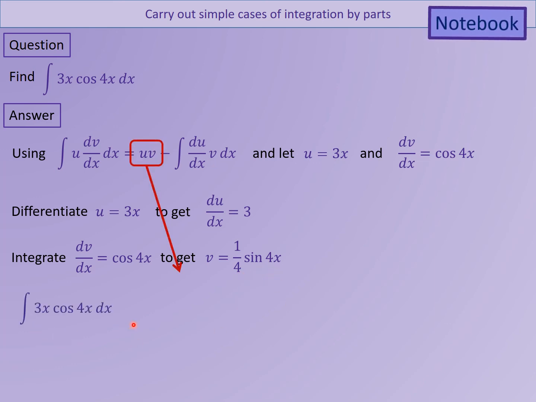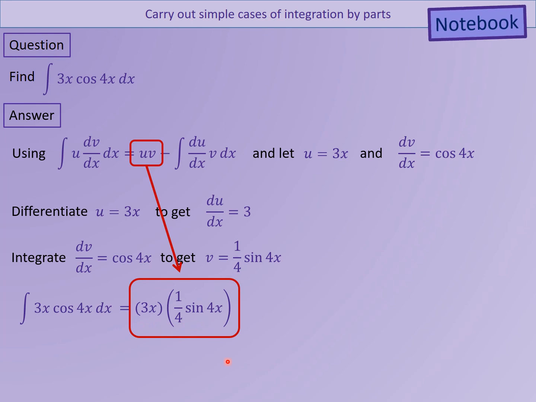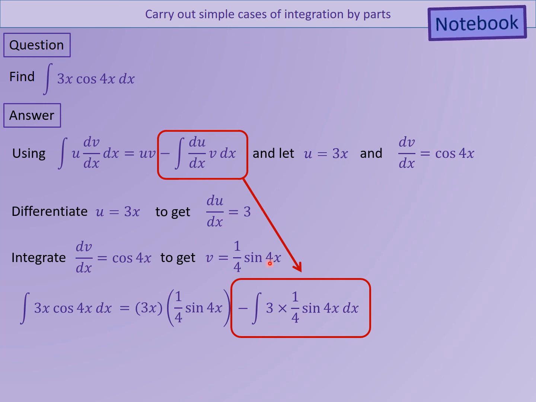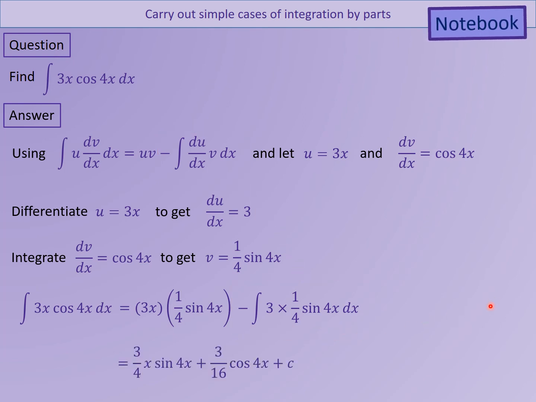Okay, so I can rewrite it, stick in my uv, there's those two parts, minus, stick in my du over dx, which was 3, and stick in my v again, which is a quarter sine 4x. Notice that with integration by parts, you're going to have to integrate again. Okay, so I've integrated and used the formula once, but then I'm going to have to integrate again, just here. That's fine, we can do that, because now, if you look, 3 over 4 can be taken out.